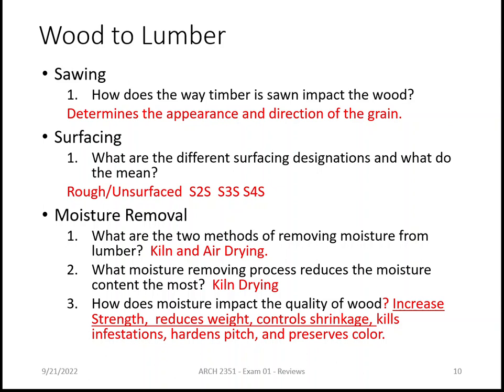Okay. How does moisture impact the quality of the wood? Increased strength, reduces weight, controls shrinkage, kills infestations, hardens pitch, and preserves color. Okay. So if we remove that moisture, we can improve all those kinds of things in the wood.